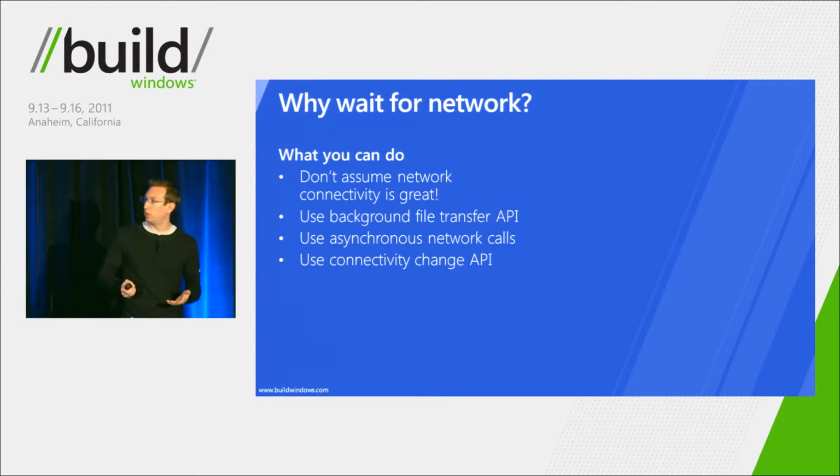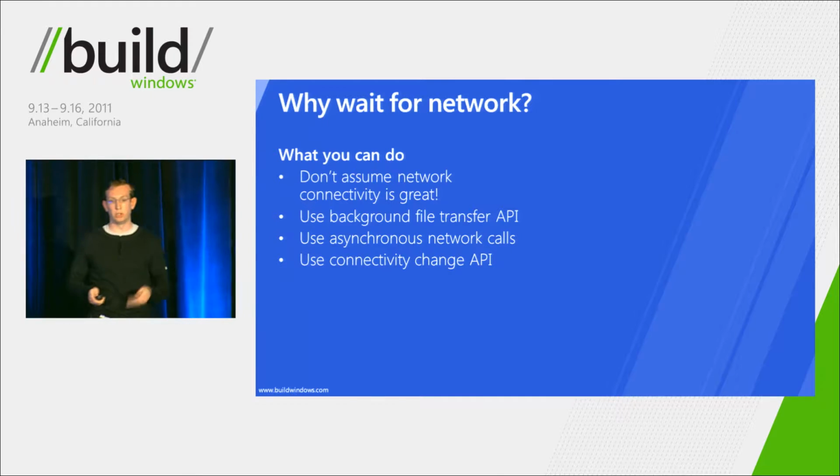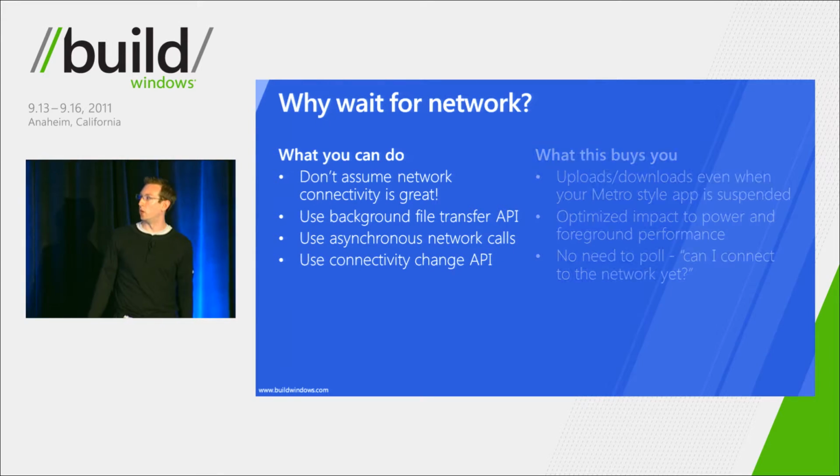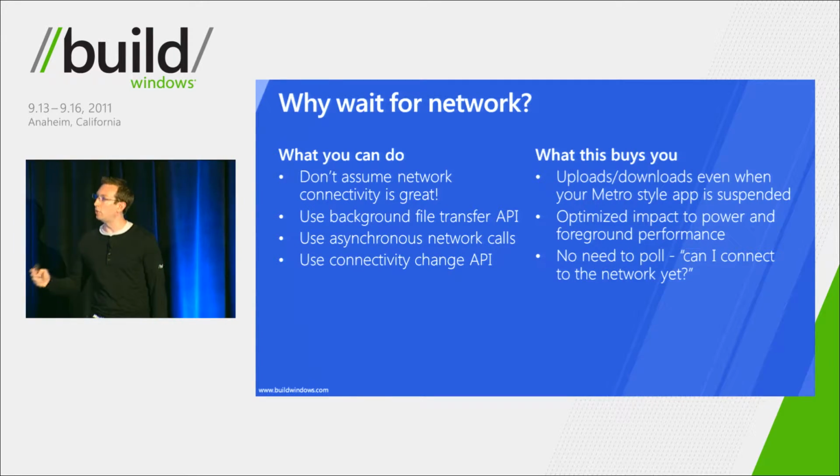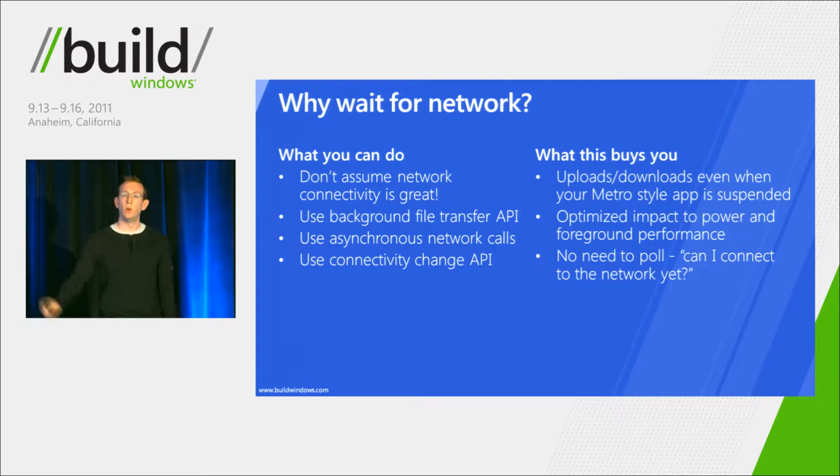There are some additional facilities that we've built into Windows 8 to make sure that network is even easier for you guys to use in a performant, power-efficient way. The first of those is the background file transfer API. The background file transfer API uploads and downloads to your backend using HTTP, even when Metro-style apps are suspended. We don't get into how to use this. I believe there's another talk on it, but Ben Schrower, again, covered that in his morning talk on process lifetime management. Using asynchronous calls and background file transfer APIs helps you to optimize your impact to foreground responsiveness.